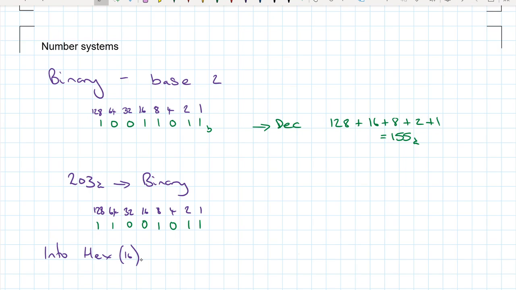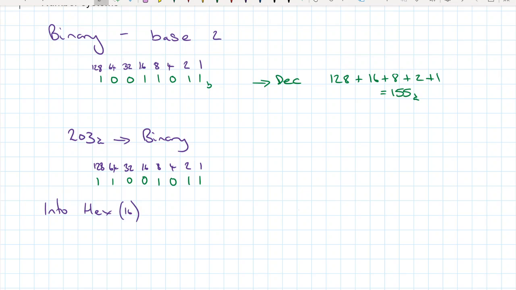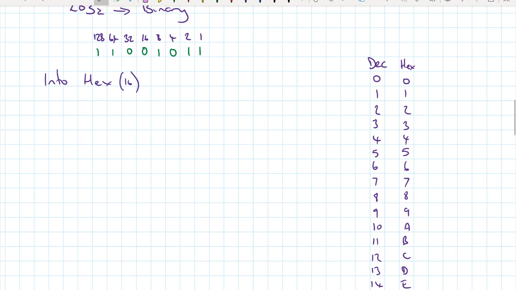So if we want to convert it into a base 16 numbering system, hexadecimal, let's just remind ourselves what hexadecimal is. I'll put it down the side here. Hexadecimal is a single digit, and as soon as we get past 9, then we use letters A to F.